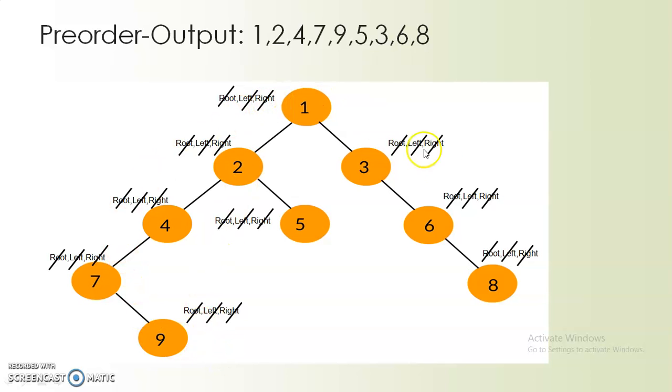So like this, whenever you complete striking out all the nodes, then your result is the pre-order result of the tree. This will help us prepare the traversal properly, and we can complete all the node traversals in a proper order. So next we'll see the inorder traversal.